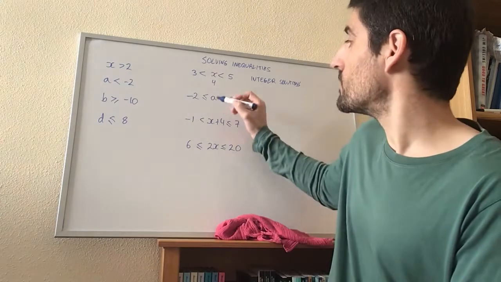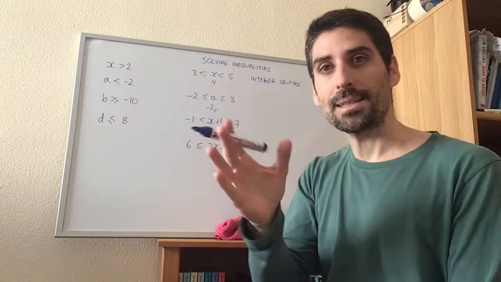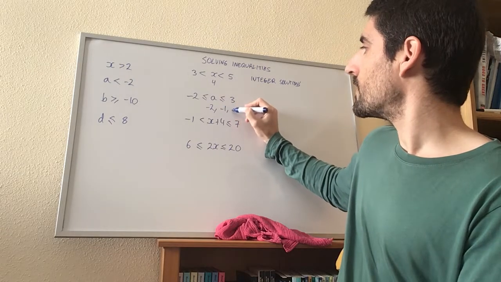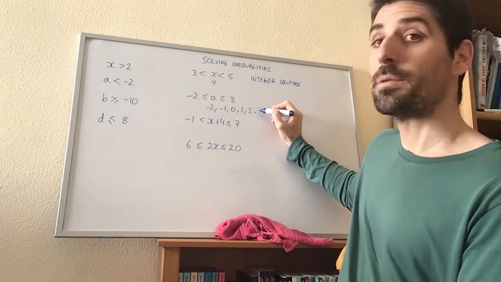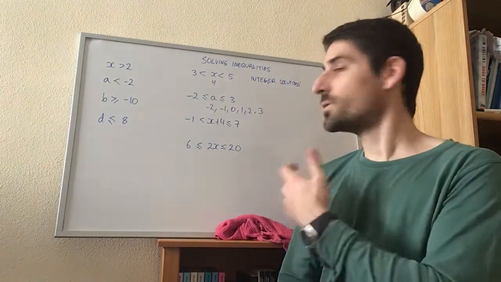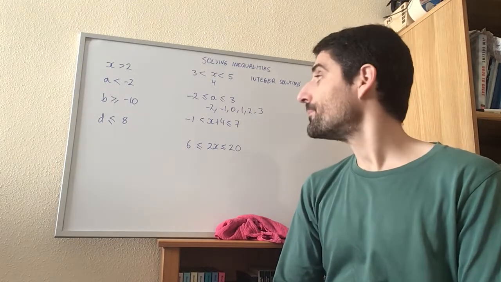Yes, it could. It could be minus 2 because a is allowed to be minus 2, as it's less than or equal to. And then it could be minus 1, it could be 0, it could be 1, it could be 2. Could it be 3? It could be 3. Could it be anything else? No. So those would be the integer solutions to that inequality there.